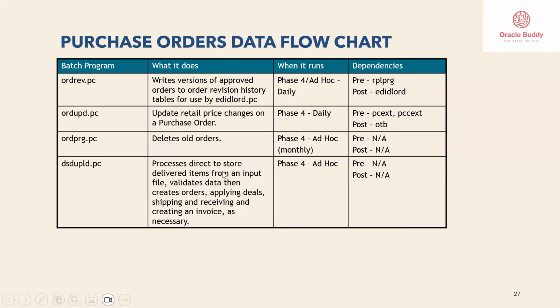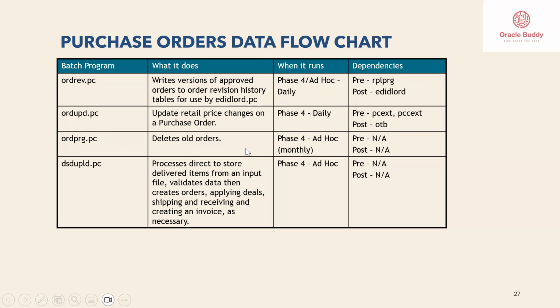Purchase order data flow chart also. These are the batches which run during the nightly. First is order ref. It writes versions of approved orders to the order revision history table, used for EDI download, order.pc, order update.pc, and update retail price change on a purchase order. If any order is updated, it updates the order price.